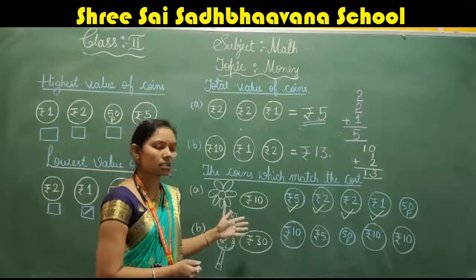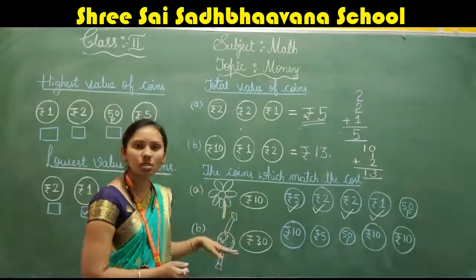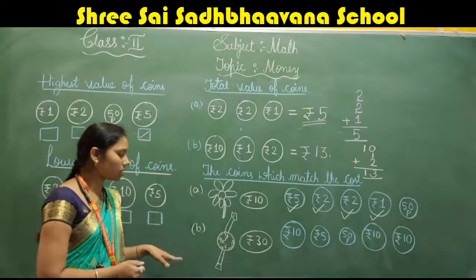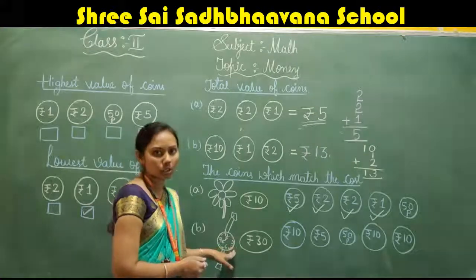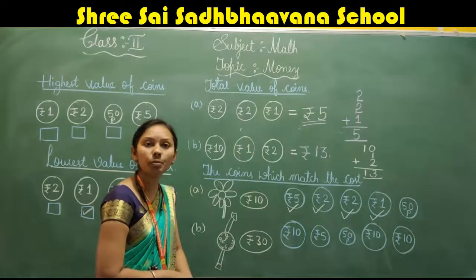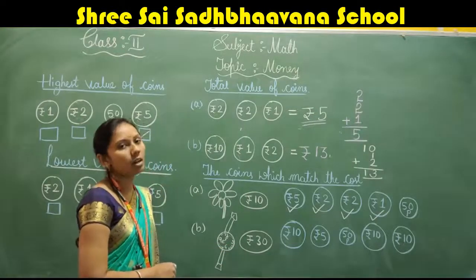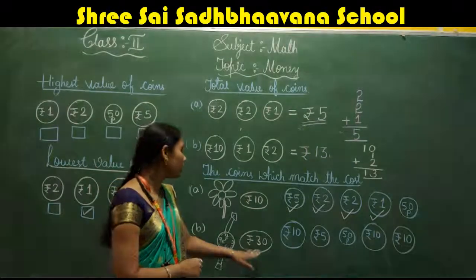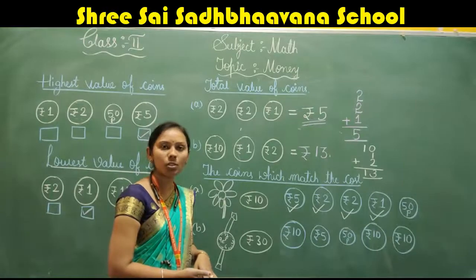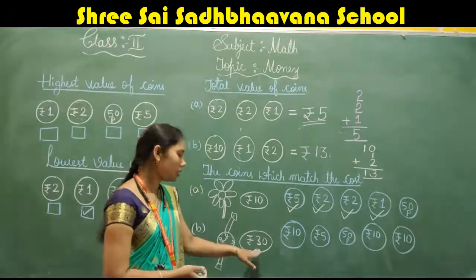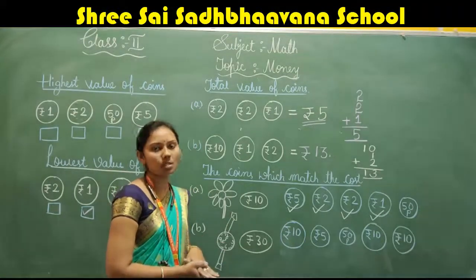Okay, I hope you understood this. Next, let us see one more example. Here, I am going to purchase a watch in a shop. Here the cost of the watch is 30 rupees. What is the cost of the watch? You can see here. Yes, 30 rupees.